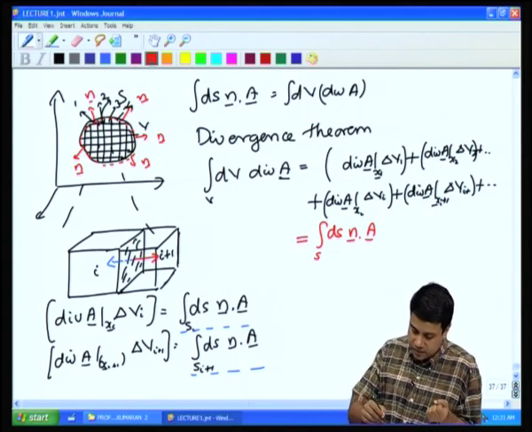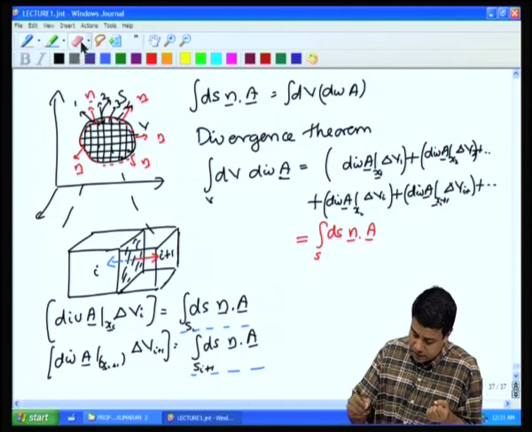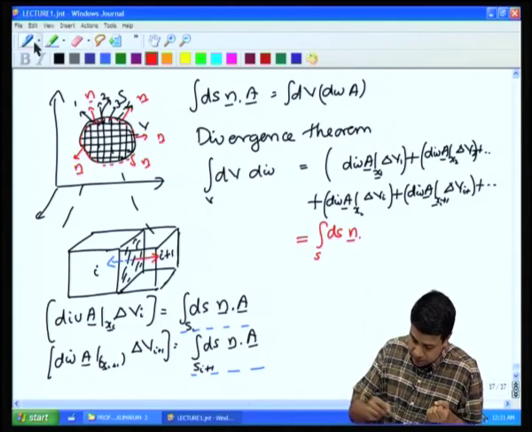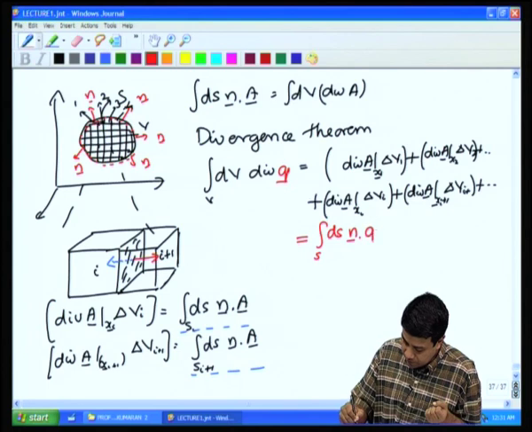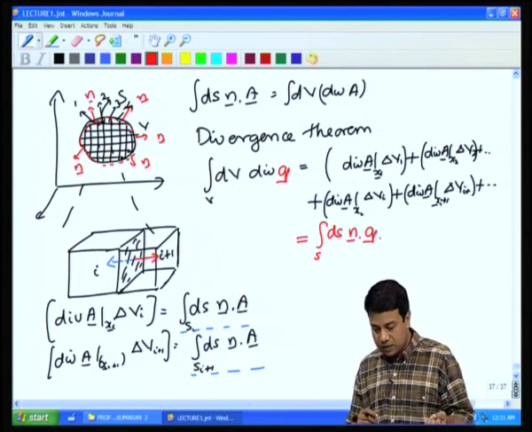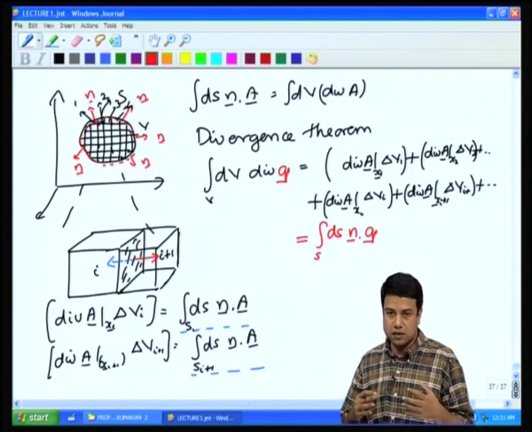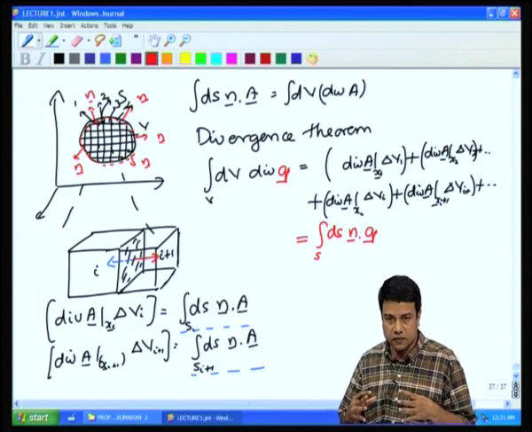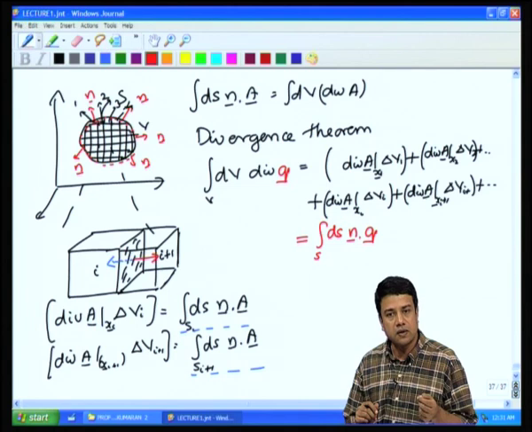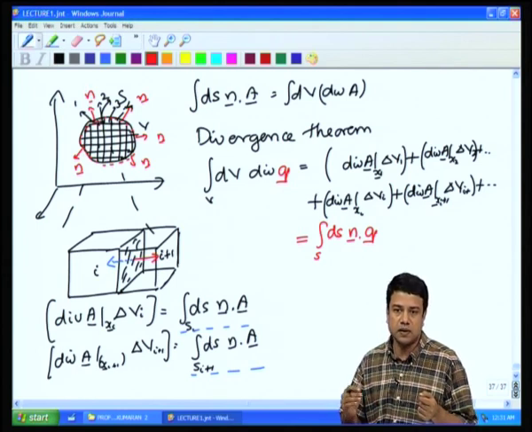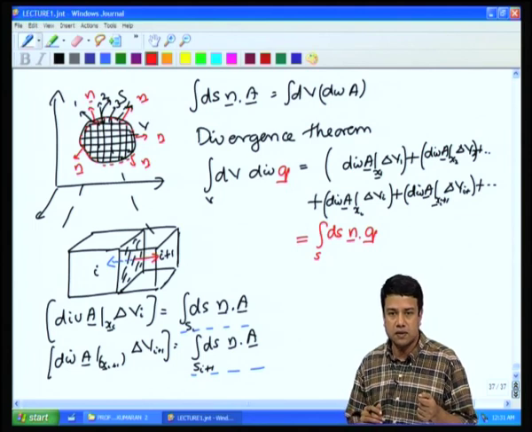Physically, if what I had here was the heat flux or the mass flux, let us say the heat flux Q, then the integral ds of n dot Q is the total heat coming out of this volume per unit time, because n dot Q is the component of the flux along the outward unit normal, and n dot Q is the amount of heat coming out per unit surface area per unit time. That means that integral ds n dot Q is the total heat coming out per unit time.